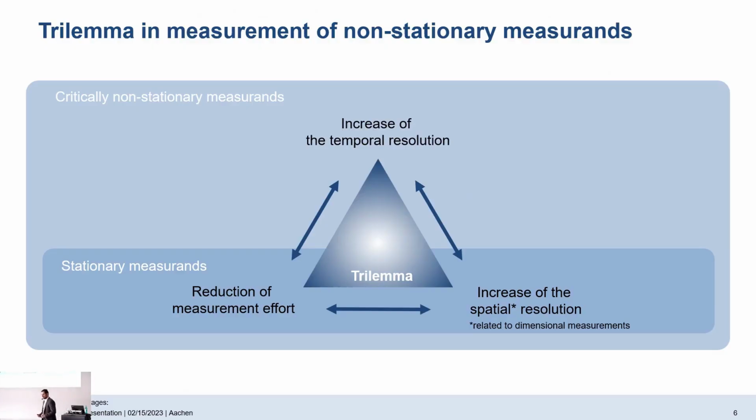However, when it comes to the measurement of non-stationary measurands, then a third goal pops up, and that is the increase of the temporal resolution, which also represents the measurement time or the measurement frequency. And we saw for the introductory example that this third goal now also directly critically affects the overall measurement error. And we will also see in the following that these three goals are kind of conflicting with each other, that we have a trade-off problem here. And I will use this trilemma in the following as basis for my modeling approach.